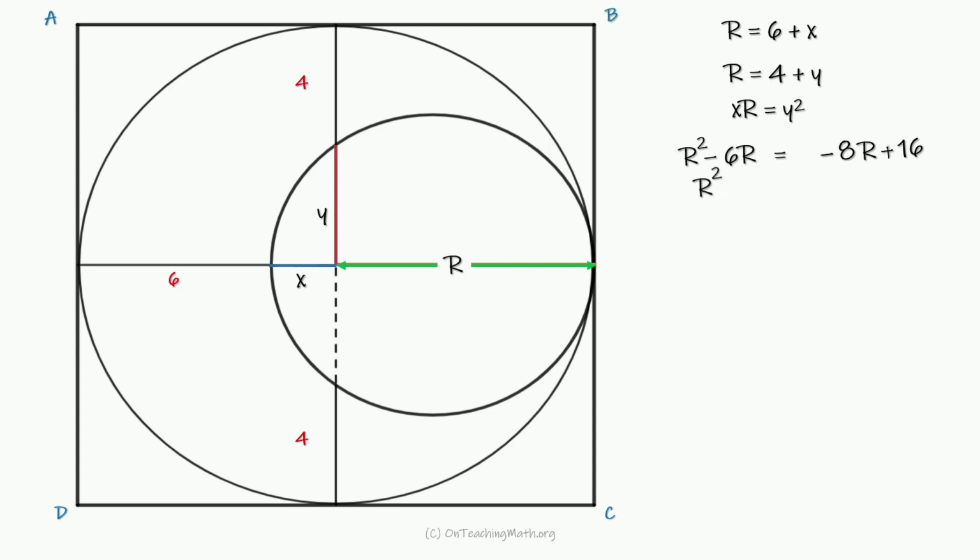If we subtract R squared from both sides, those things just go away. We can now add 8R to negative 6R, so we get 2R equals 16. And, of course, divide by 2, R is equal to 8. Since 2R is what we're looking for anyway, that's 16, we square that. 256 is the area.